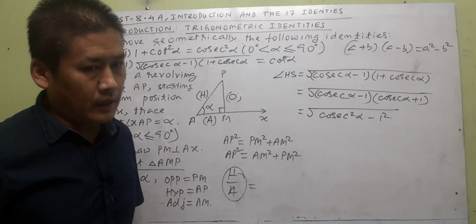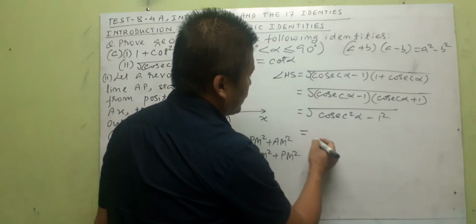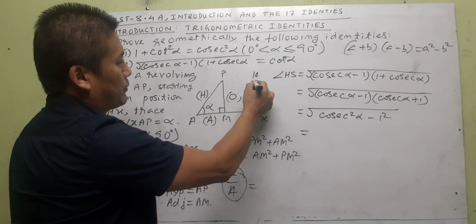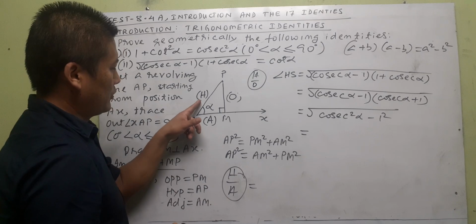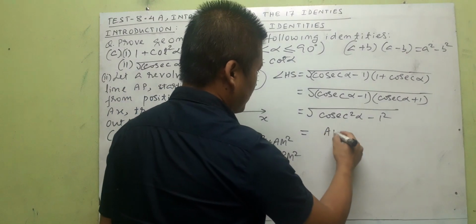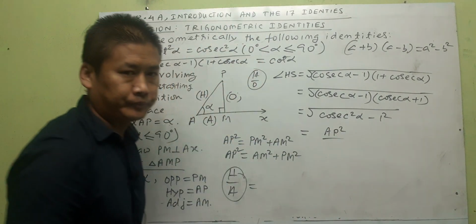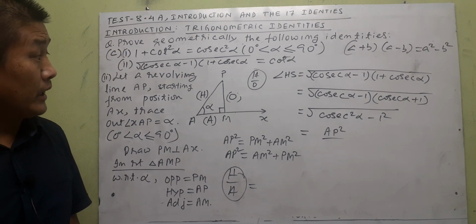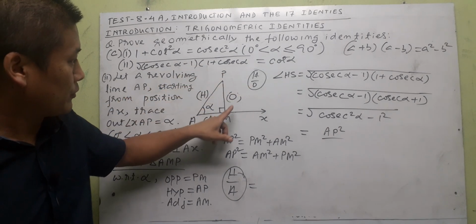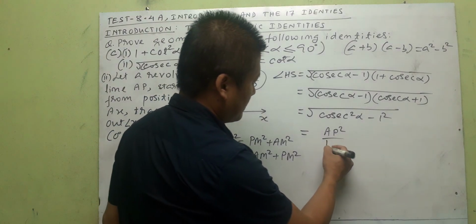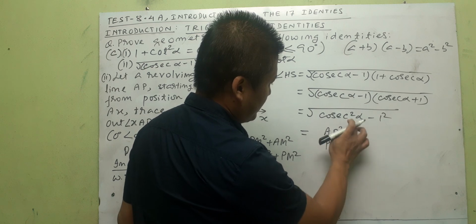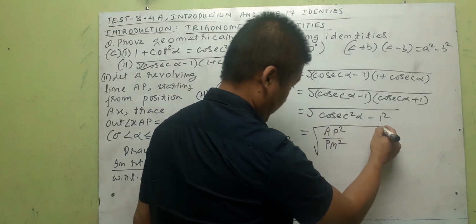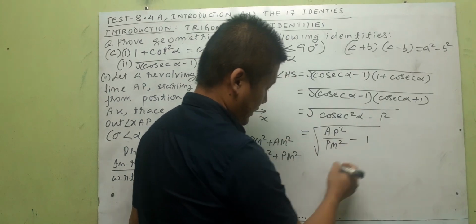Other than this, the rest should be geometric. So cosec is what, from your first chapter? Yes, hypotenuse by opposite. The hypotenuse here is AP, so you write AP squared by PM squared, and don't forget to put the square, because the square belongs to both. The root should cover everything, and 1 squared is 1.